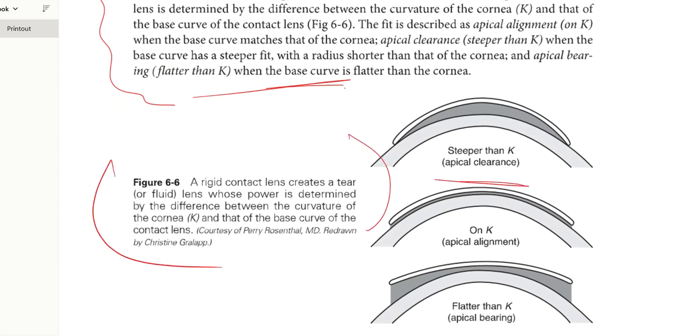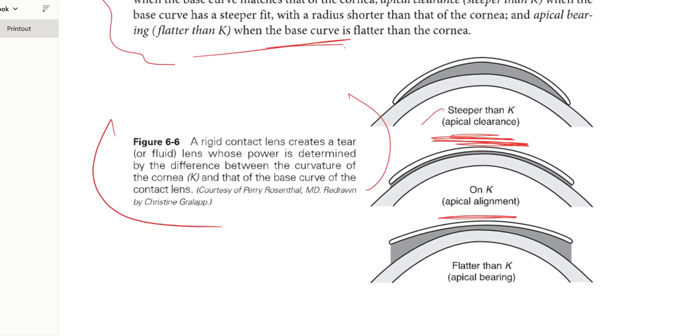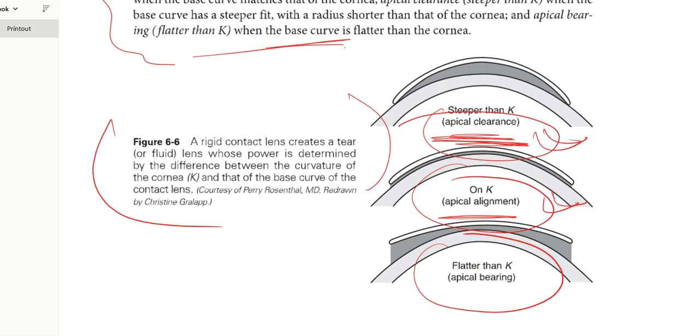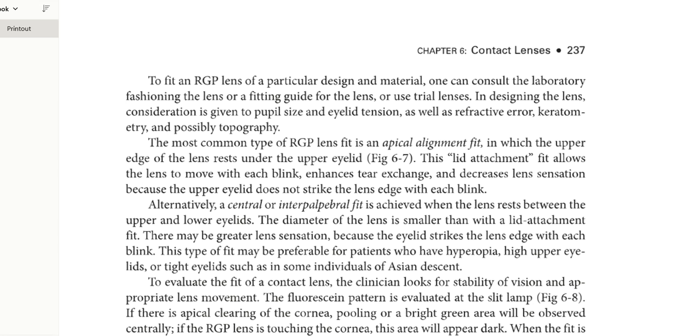This diagram: steeper, apical clearance, apical alignment, flatter, apical bearing. These three terms, please read them: apical clearance, apical alignment, apical bearing. And look here, the most common type of RGP contact lens fit is the apical alignment. Apical alignment. All these points are very important. Okay.